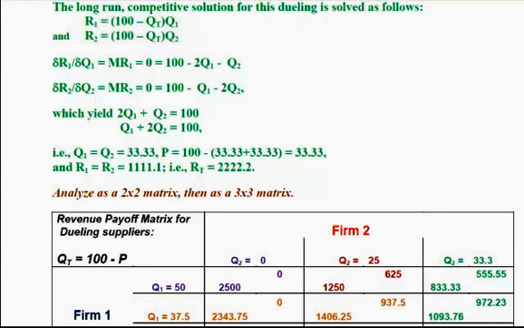When we differentiate those two functions, we get ∂R1/∂Q1, which is the marginal revenue for firm 1. It will be 100 minus 2Q1 minus Q2, and the revenue for firm 2 is maximized at ∂R2/∂Q2 equals 100 minus Q1 minus 2Q2. Remember, this is a revenue function, so when we set equal to 0, we come up with the two equations, 2Q1 plus Q2 equals 100, and Q1 plus 2Q2 equals 100.